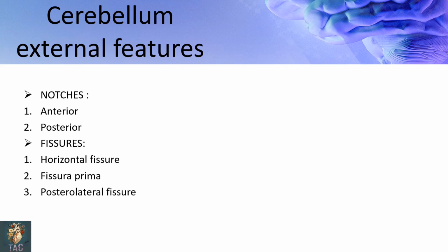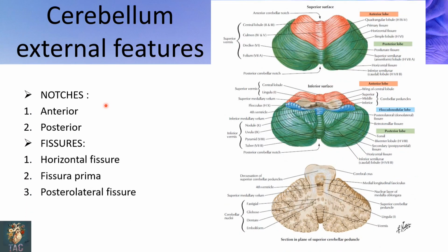Then the notches: we are going to see the anterior and the posterior notch. You can see here the anterior notch and the posterior cerebellar notch. This one is the superior surface and this one is the inferior surface. Again you can see the posterior notch over here and the anterior notch.